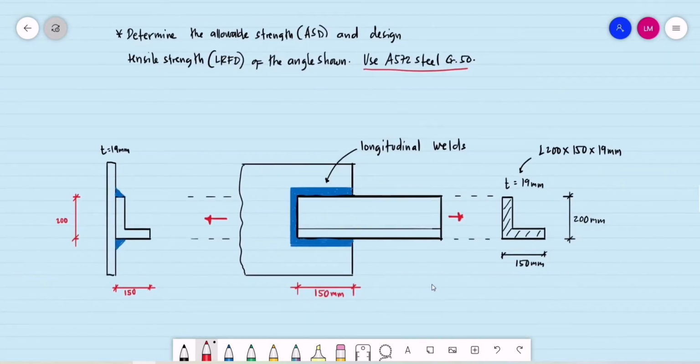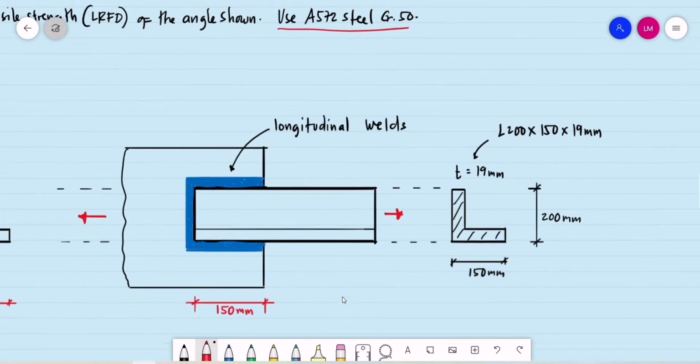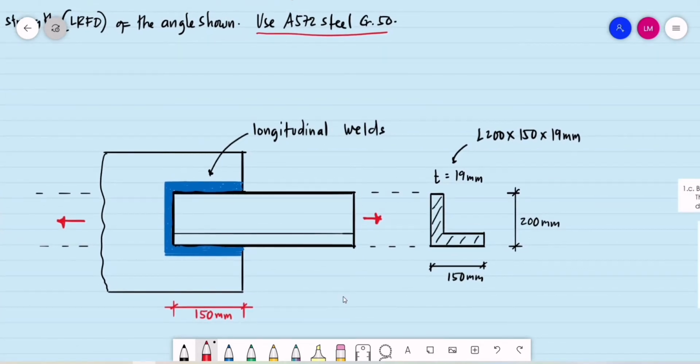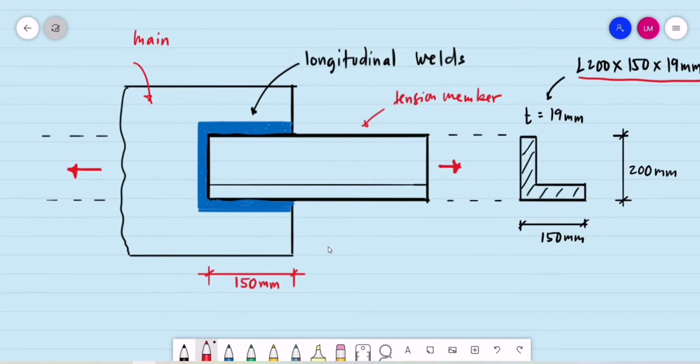So these are the properties of the angle to be used and how it is welded to our main plate. Let's say this is the main plate or the main member, and this is our tension member. The properties of this tension member, which is an angle, is 200 millimeters by 150 by 19 mm. Then its welded length is equal to 150 millimeters. So this will be our L.